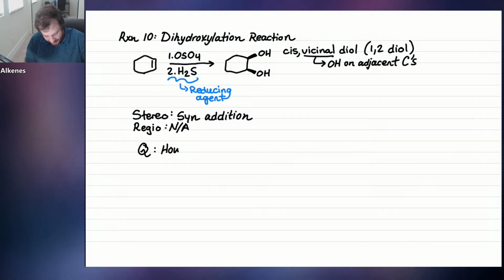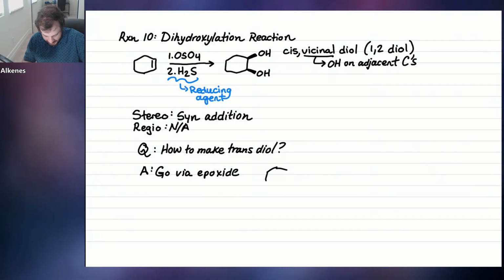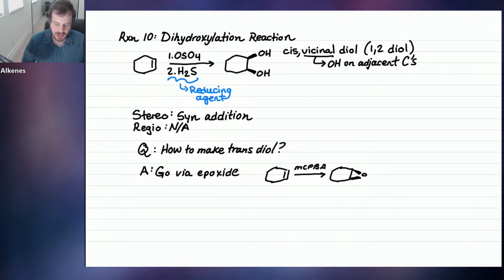How would you make a trans diol? Answer, pause it if you don't want the spoiler. Go via epoxide. So if you wanted 1 wedge, 1 dash, you could do it like this. Take your alkene, treat it with MCPBA, and you would get the epoxide. Of course, the epoxide has to be both wedge or both dash. You can't have a trans epoxide. And then open the epoxide with NaOH.